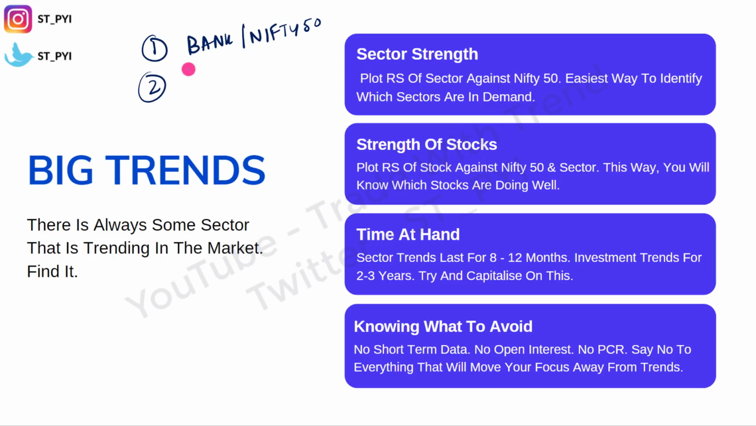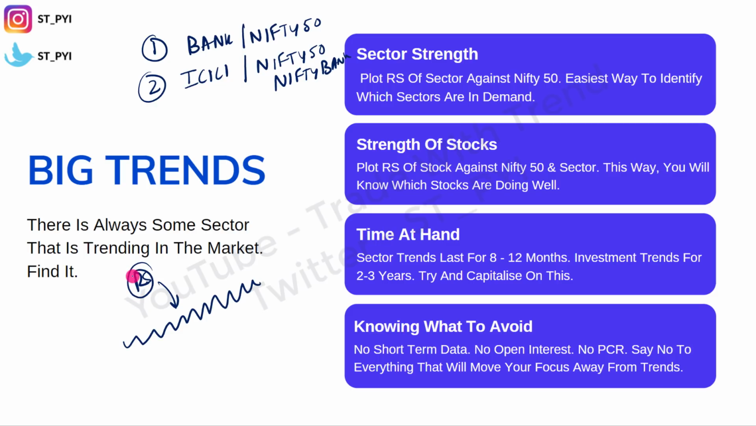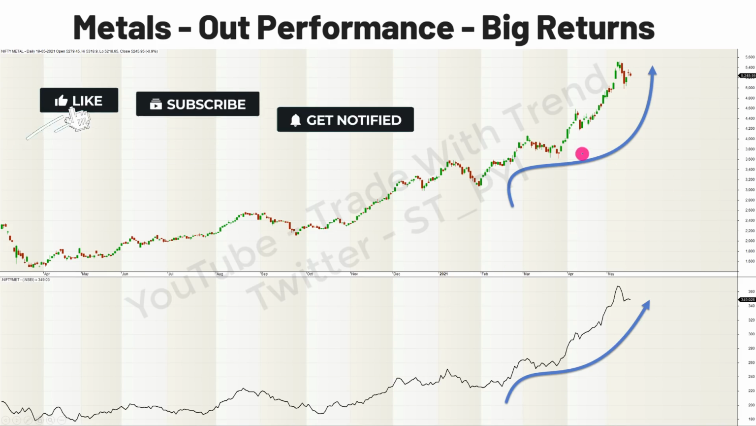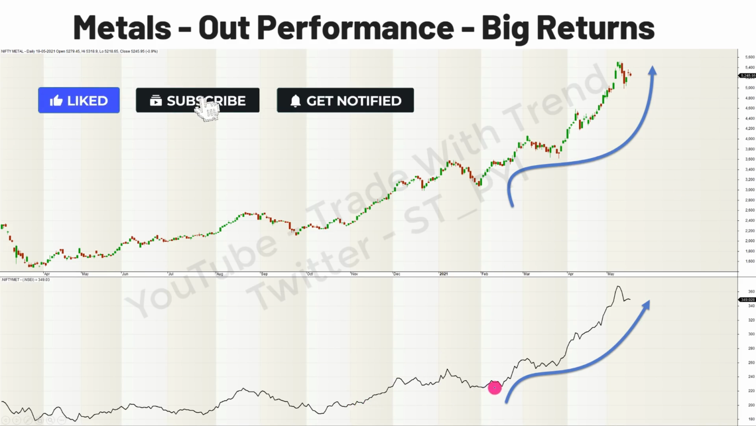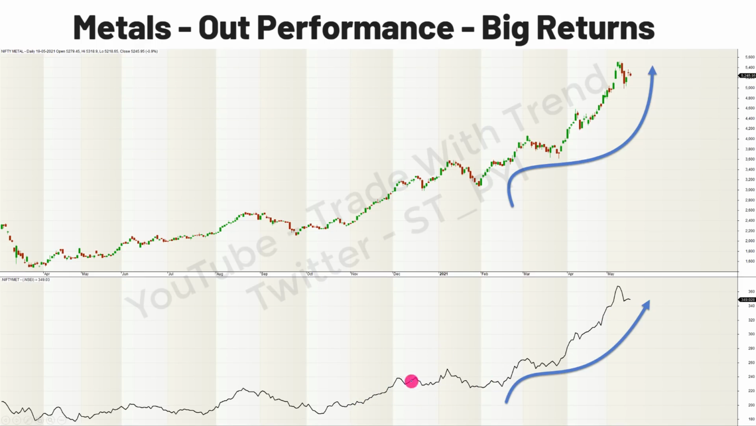And then the second step you need to do is plot something like ICICI Bank or individual banking stocks against Nifty 50 and against Nifty Bank, just to see which charts are having a clear trend in relative strength. That is, focus on those stocks and sectors where the relative strength line is heading higher. This means outperformance. If you again go back to the metals example, metals has been trending higher ever since October. Look at the relative strength line, and it has taken almost 6 to 7 months for the trend to develop.